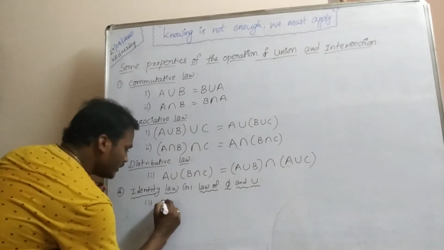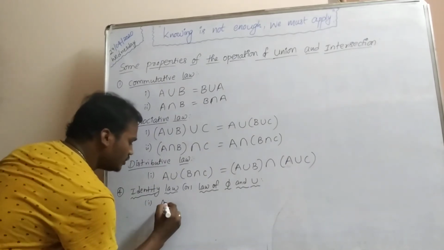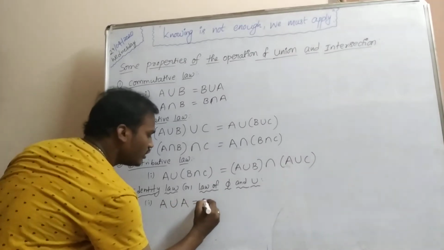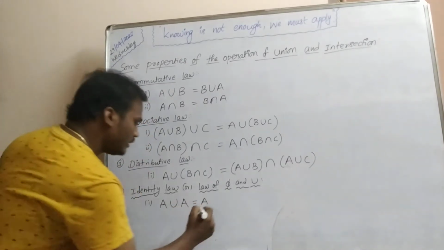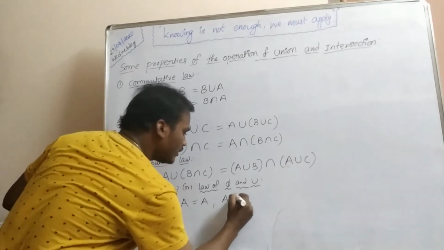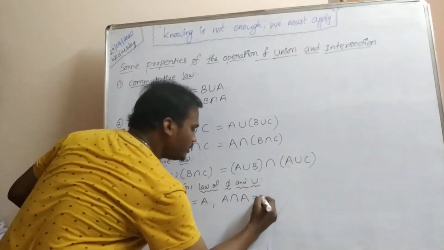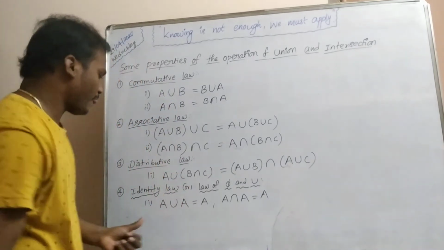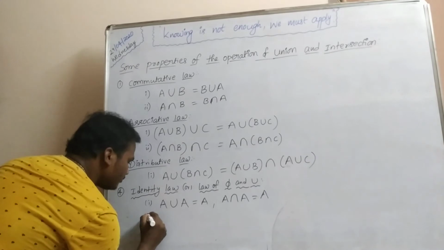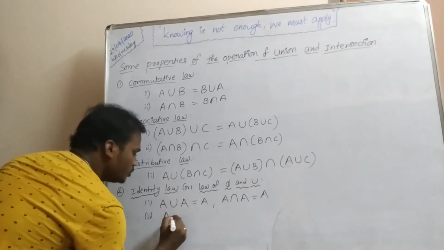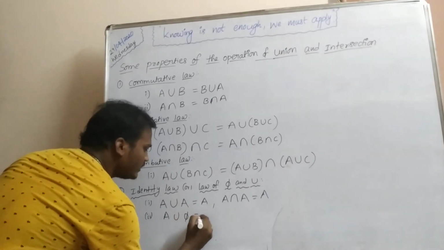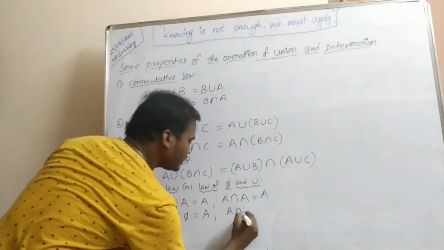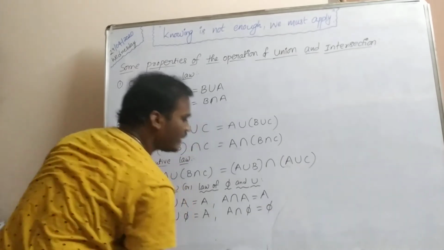That is first A union A, which gives you A only, right? Or A intersection A, which also gives you A only. This is the law of identity. Next, the second thing is A union phi, which is equal to, what are the common elements? A only. A intersection phi, which is equal to phi.